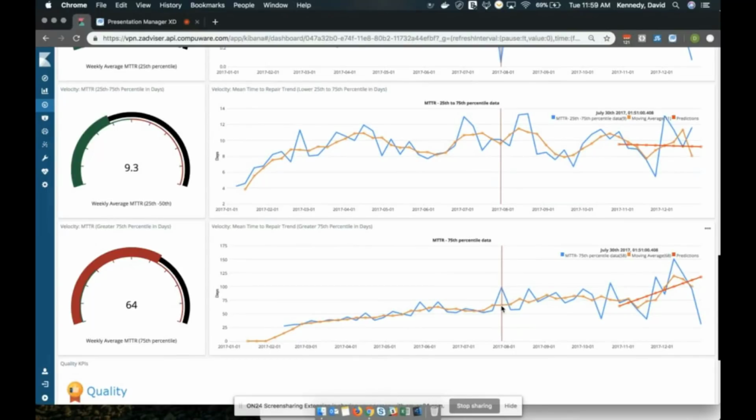So there's an indication that the more of those bugs that we get that take longer, the better we're actually doing in our process of testing and flushing out the code before it's released.